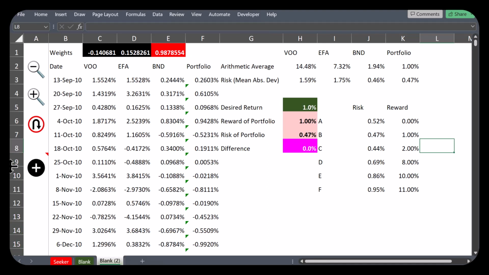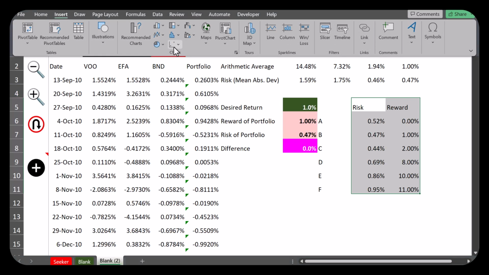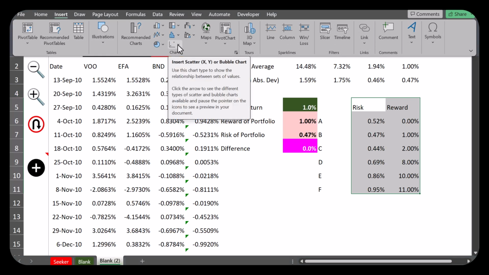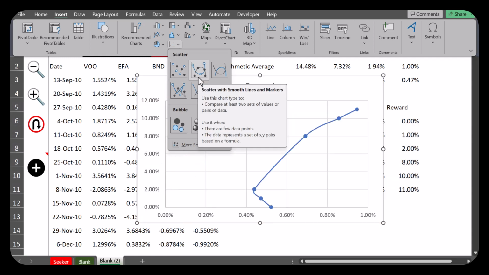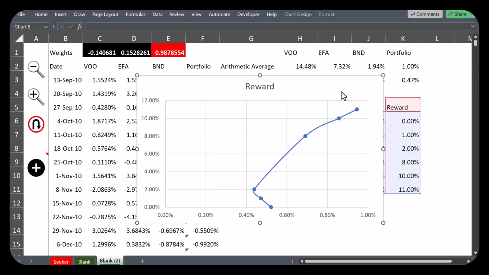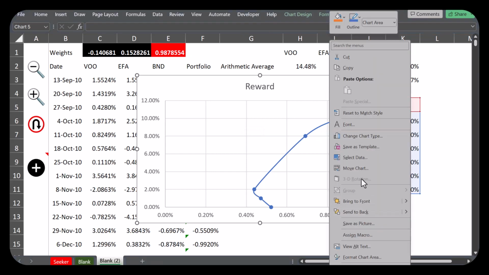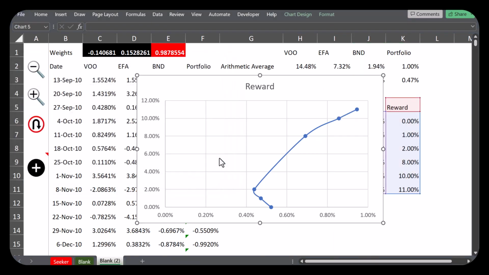So I'm going to plot risk against the reward. Pick your area, go to insert. See this little box that has little dots on it. It's called scatter graph. And pick the one with that. All right. Right click on this chart. That's not what I wanted to do. Move this chart to a new sheet so that we can get a better look at it.